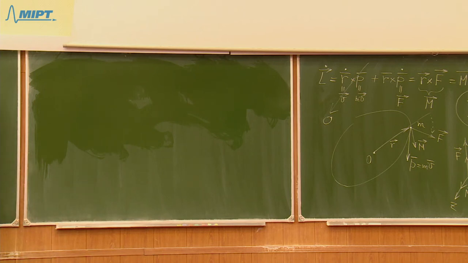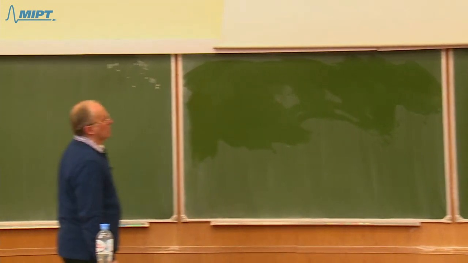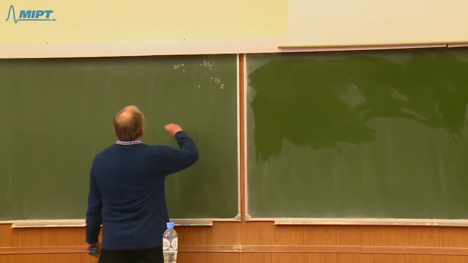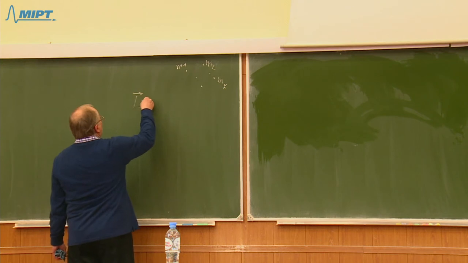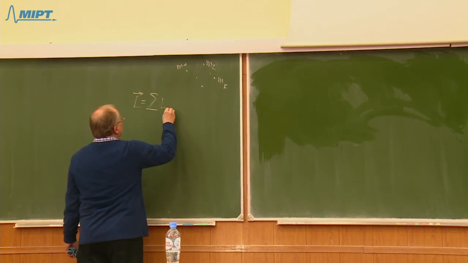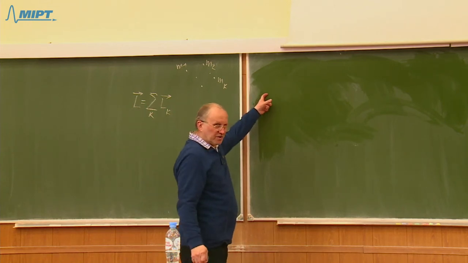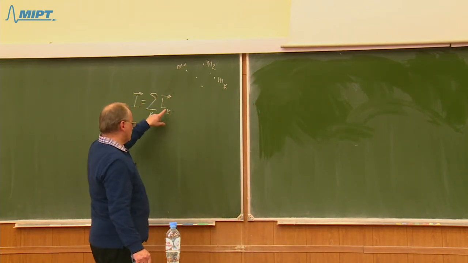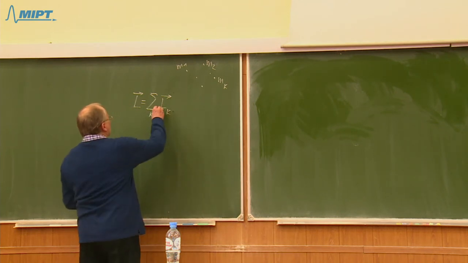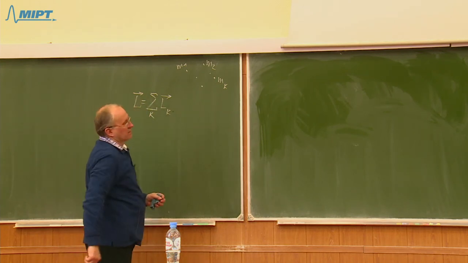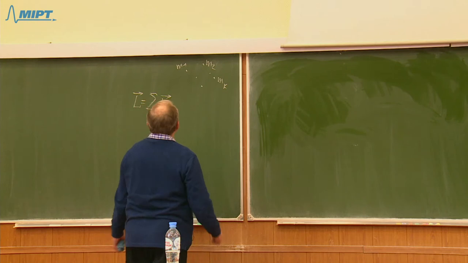So suppose there are many material points: M1, point M2, and so on, and point MK. Angular momentum of the system of material points, by definition, is the sum of angular momenta of each individual material point. So we take the definition of angular momentum of a single point, that will be the angular momentum of a single material point, and we sum up all these vectors to obtain the angular momentum of a system of material points.